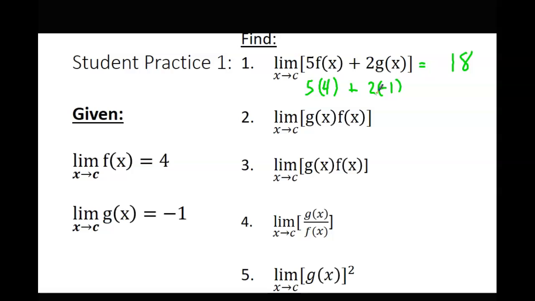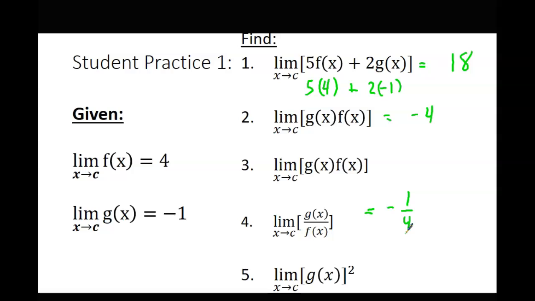Number 2. Let's try Walter. Walter, what'd you get for 2? I agree. Just take your two limits and multiply them together. We'll skip 3. That's a repeat question. Mateo, what'd you get for 4? -1/4. Yeah, limit of g over the limit of f would be -1/4.